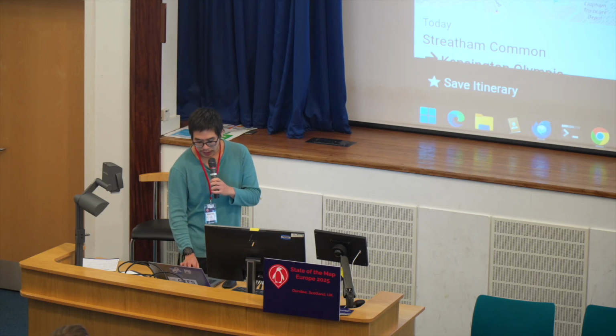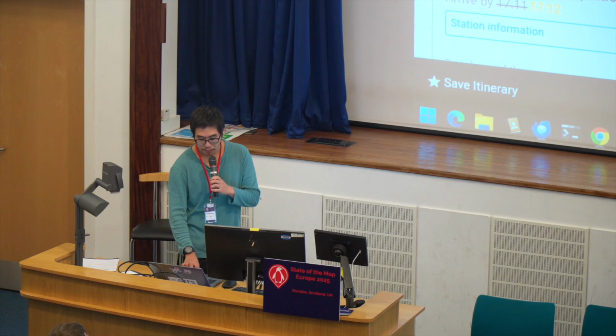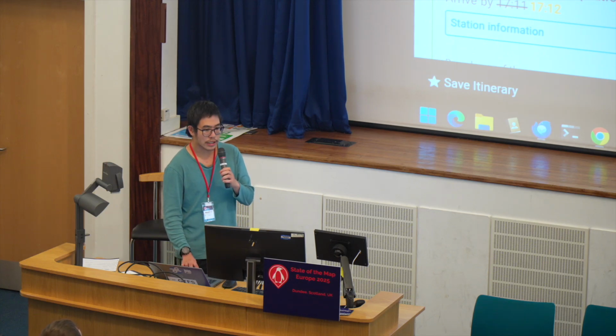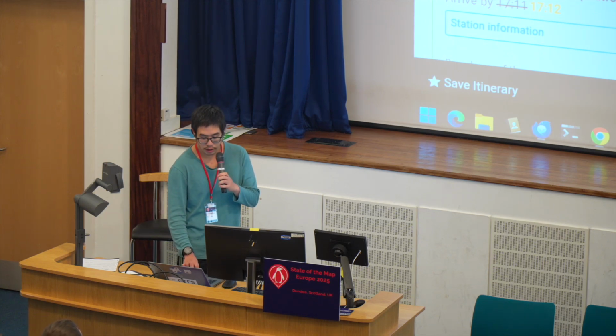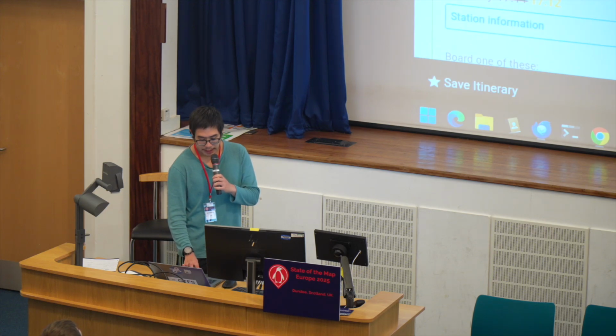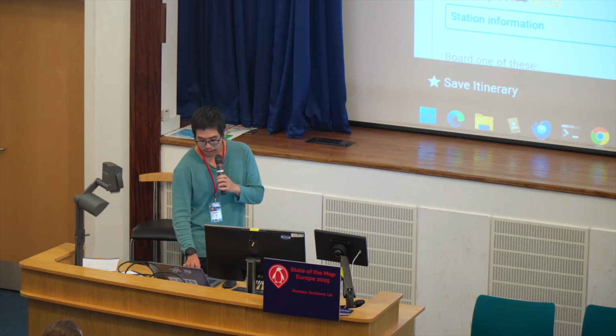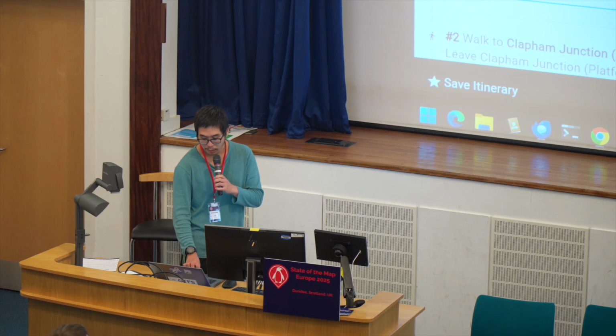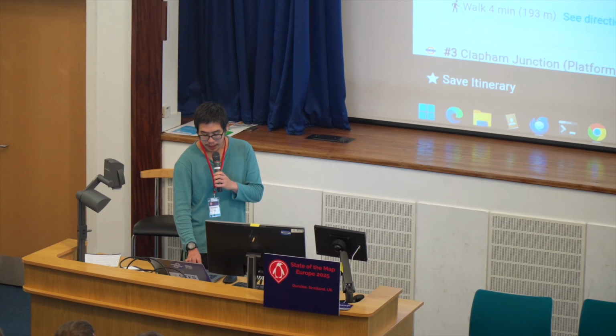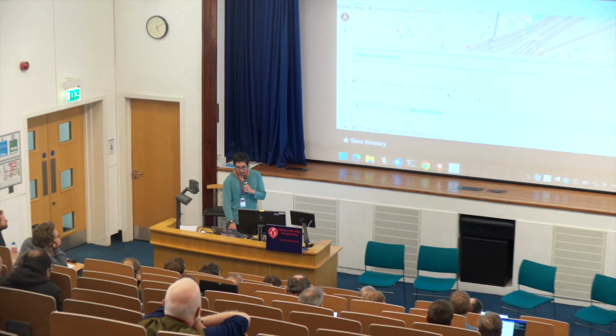This is a journey from Streatham Common to Kensington Olympia, which requires a train change at Clapham Junction. As you can see, our transport data is accurate to the platform level. The Southern train is to platform 14, and the Overground train will depart from platform 1.